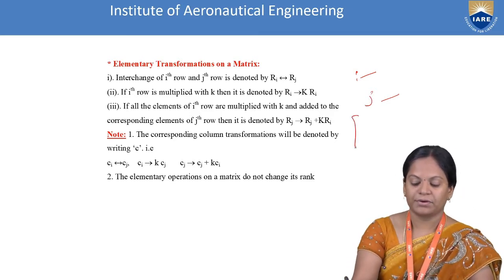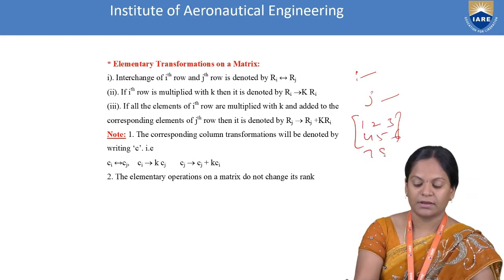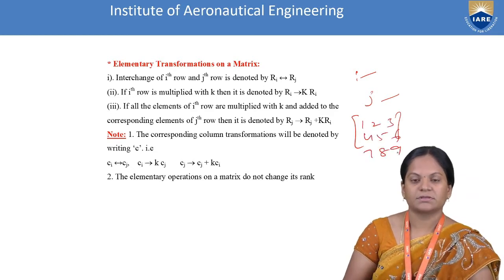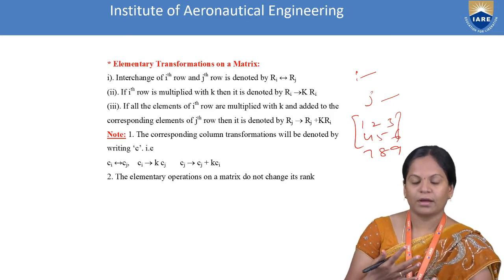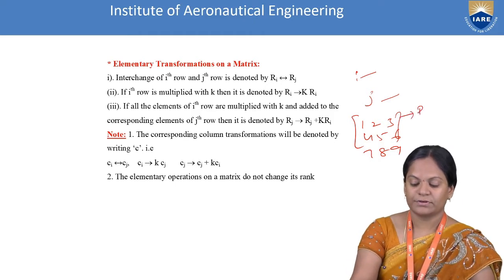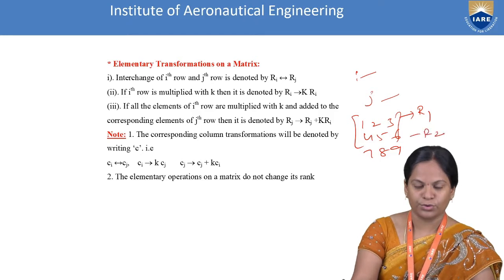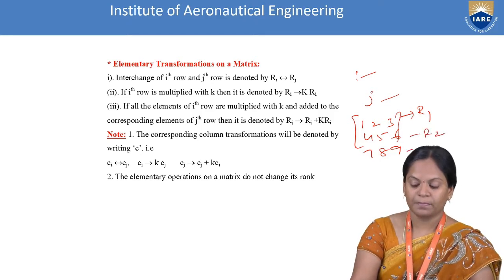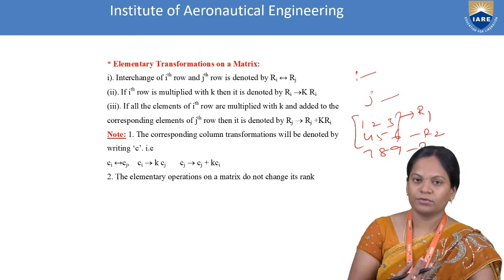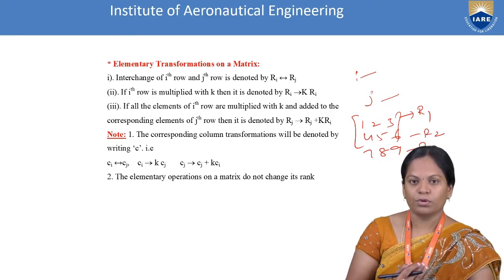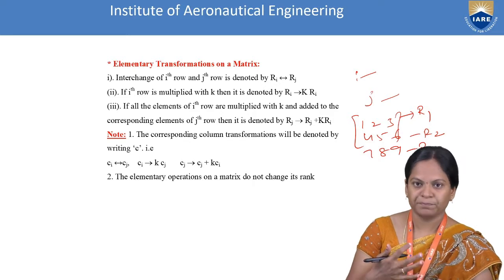Suppose in any matrix we have 1, 2, 3, 4, 5, 6, 7, 8, 9. This is a square matrix. I want to interchange two rows, any two rows. Here the first row is R1, the second row is R2, and the third row is R3. In these three rows, we can interchange any rows. In a row, each and every element must be changed.